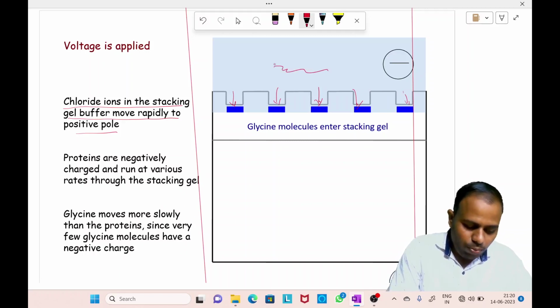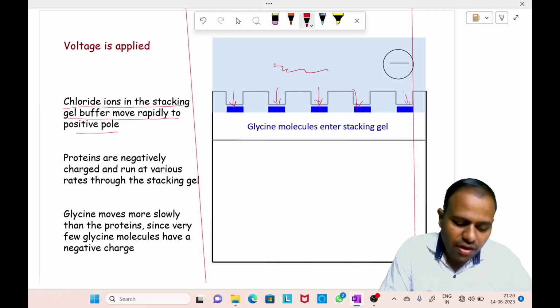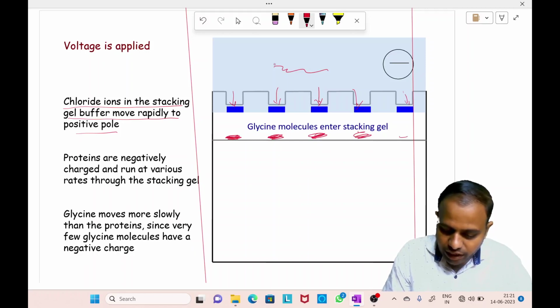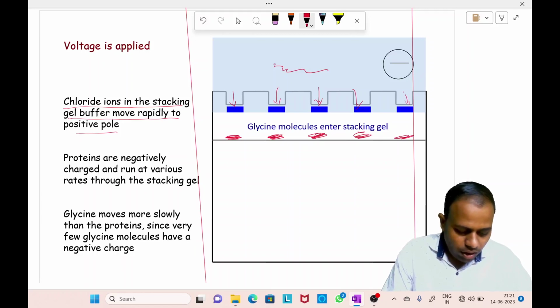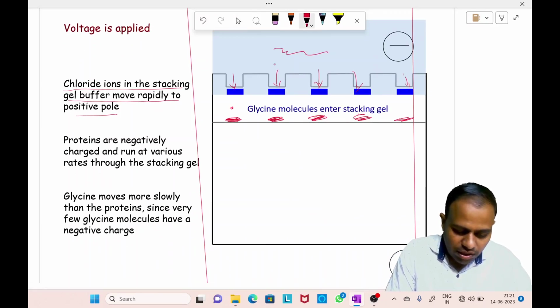So the proteins, which are negatively charged, run at various rates through the stacking gel. The proteins are all negatively charged, but depending on the molecular weight, they run differently. But what happens? They start stacking when they reach the interface of the two gels. Glycine moves more slowly than the protein. So glycine is lagging behind, and the protein molecules are stacking here, since very few glycine molecules have a negative charge.